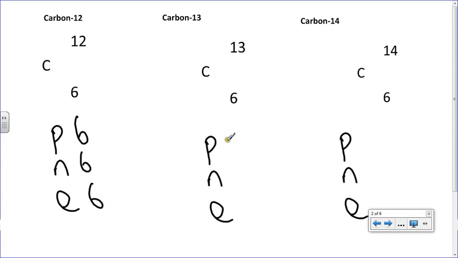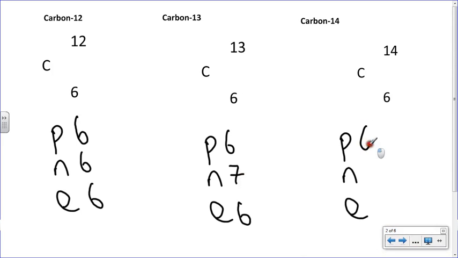With carbon 13, we've still got a proton number or an atomic number of 6. We've still got 6 electrons to balance it. But this time, 13 take away 6, there are 7 neutrons. Carbon 14, 6 and 6 again, but this time there are 8 neutrons. So of the 3 isotopes of carbon, they all behave in a similar way chemically. They all have 6 electrons, so they all have 4 electrons in their outer shell, but they've got slightly different masses.